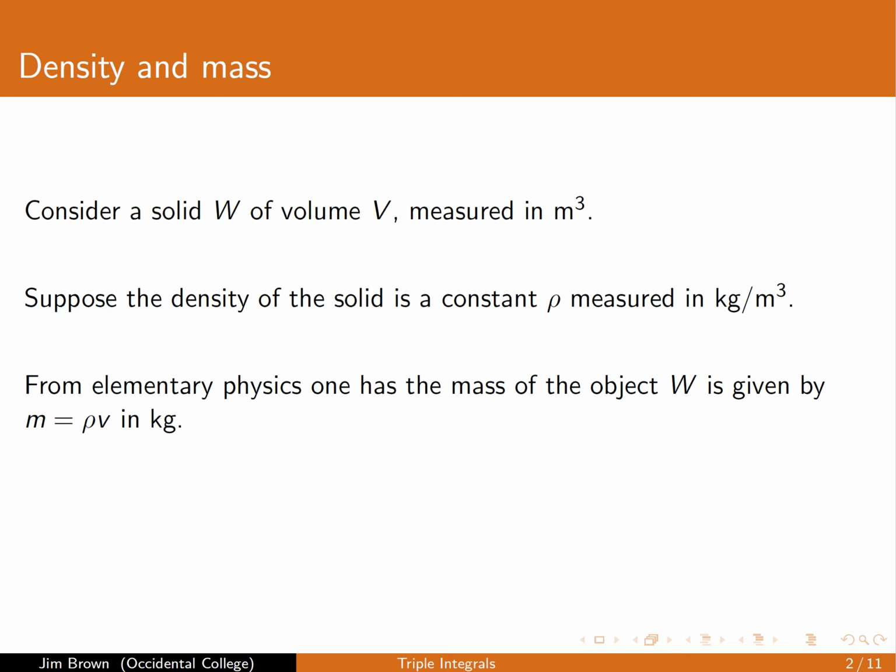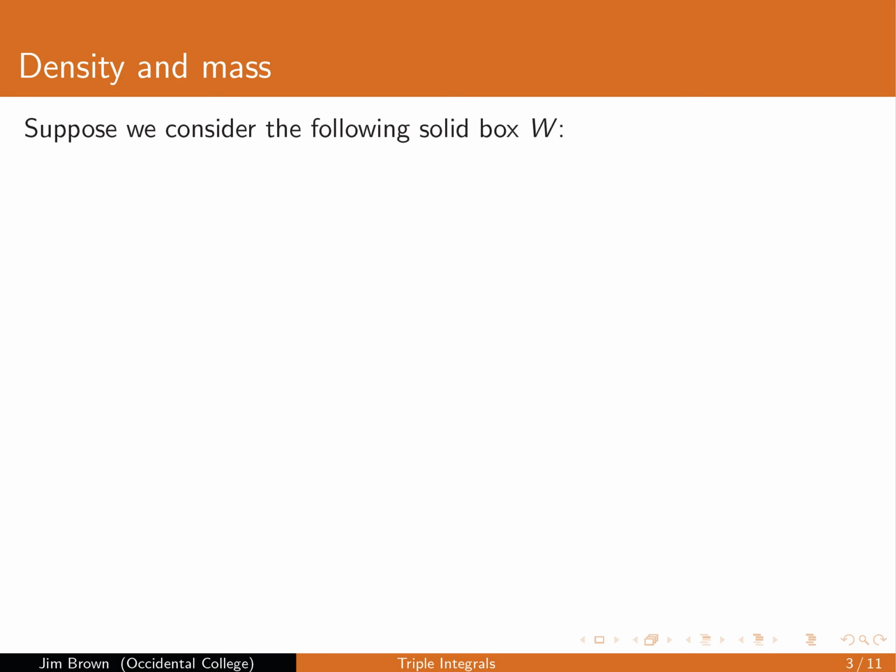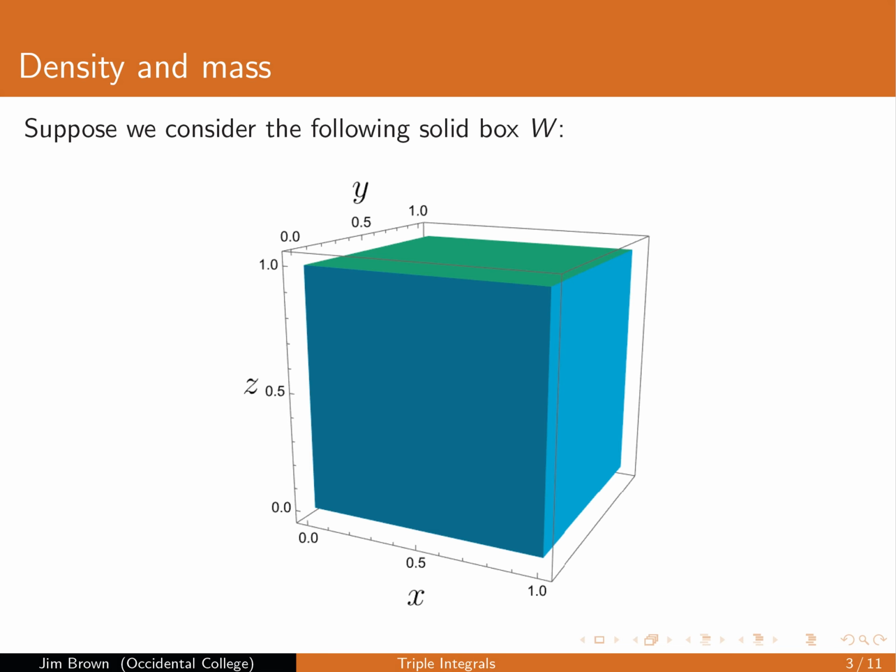So the natural question is, well, what happens if our density is not constant? Because certainly it's much more likely that a density not be constant over a region than it is constant. So we'd like to still be able to calculate the mass in that case. So let's look at the simplest possible shape. We'll take a solid box W. And here I've made the box one in the x direction, one in the y direction, one in the z direction. So simplest setup we could come up with.